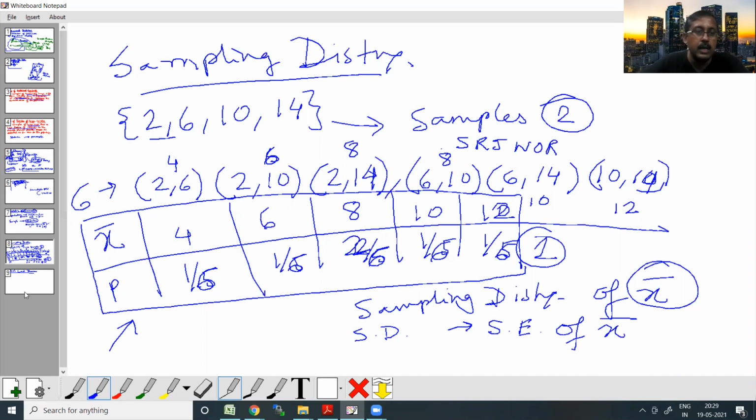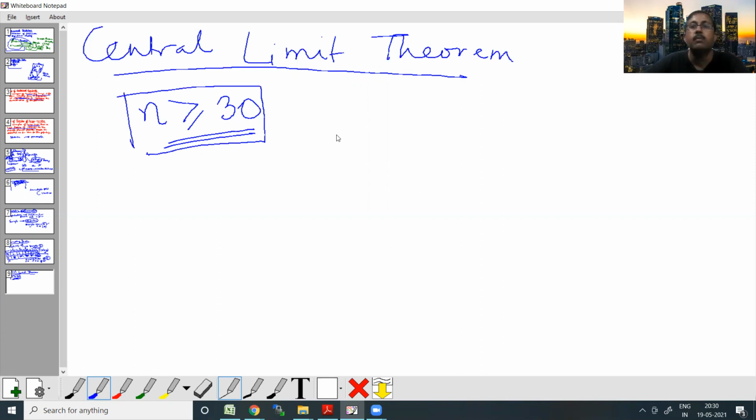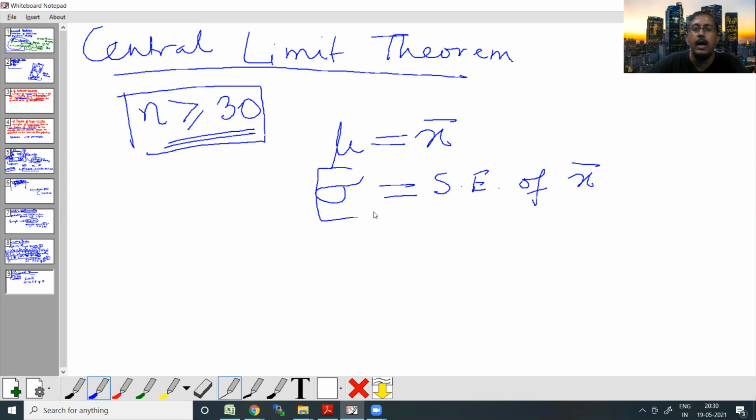Now here comes the central limit theorem. The central limit theorem says that if we draw a sample of a reasonably large size, and that reasonably large size is assumed to be greater than or equal to 30, then in that case the population mean mu is equal to the sample mean, and the population standard deviation sigma is equal to the standard error of x bar. This is by the central limit theorem.